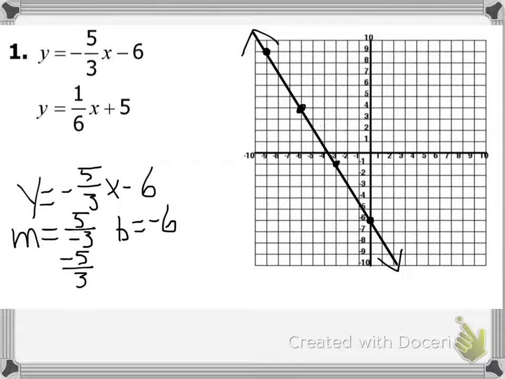Now what do I need to do? Move on. Graph my second line. So on my second line, what's my y-intercept? Let's change colors here. Y-intercept is 5. And what's my slope? 1 over 6. So I put a point at 5 on my y-axis.